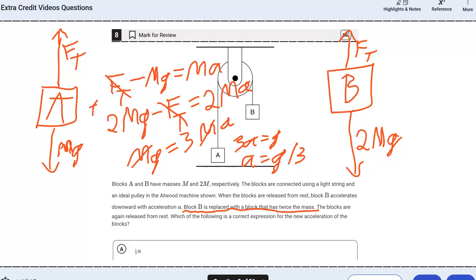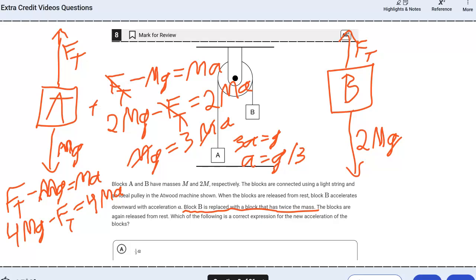So our equations would stay the same. Our equation for A would be exactly the same: Ft minus mg equals ma. And then for block B, our equation would be similar, except we're doubling the mass of block B. So instead of 2mg, it would be 4mg, and the tension force is the same. And then it would be 4ma.